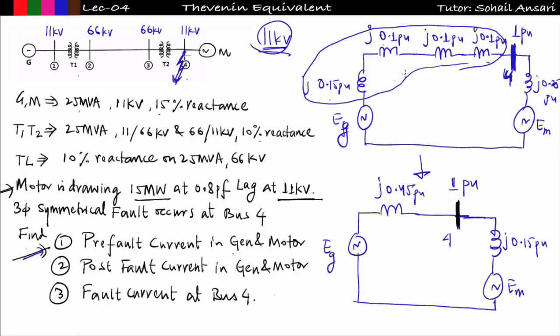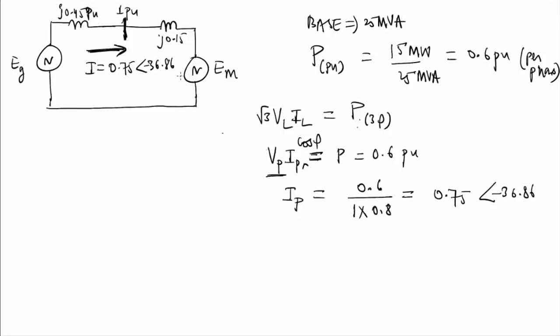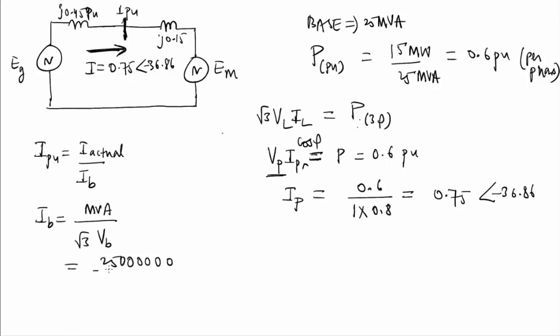First, the pre-fault current in generator and motor; in generator as well as motor, the same current will flow. Now suppose you have to find the current in actual value, that is current in ampere. So we know I per unit is nothing but I actual upon I base. So I have to find the I base. I base is nothing but total MVA upon root 3 times V base, and here V base is line voltage. This is 25 MVA divided by root 3 times the base voltage I took, that is 11,000.